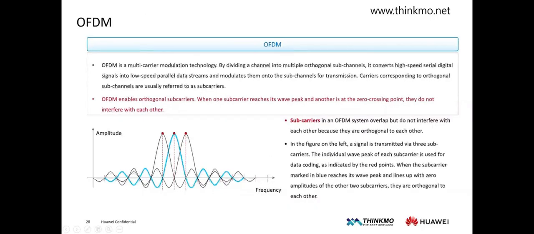Let's take a closer look at what exactly OFDM technology is. Let's explain its concept in detail. OFDM is a multi-carrier modulation technology. Its core idea is to divide the data stream into multiple subchannels and transmit data simultaneously on these subchannels to improve bandwidth utilization and reduce interference.